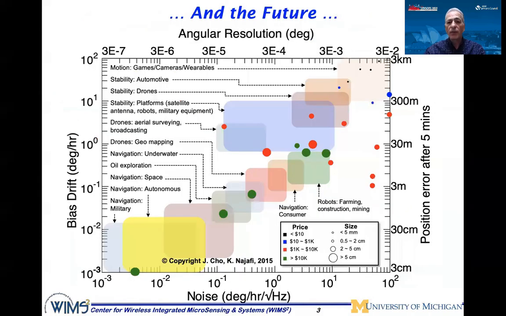This figure shows a fairly comprehensive summary of applications of gyroscopes, and in particular focuses on two important parameters for gyroscopes: bias drift, which of course is the drift of the offset of the sensor, and the noise, typically referred to as angle random walk, which of course defines the resolution of the sensor. And in this plot, as you can see, there are many applications for gyroscopes.